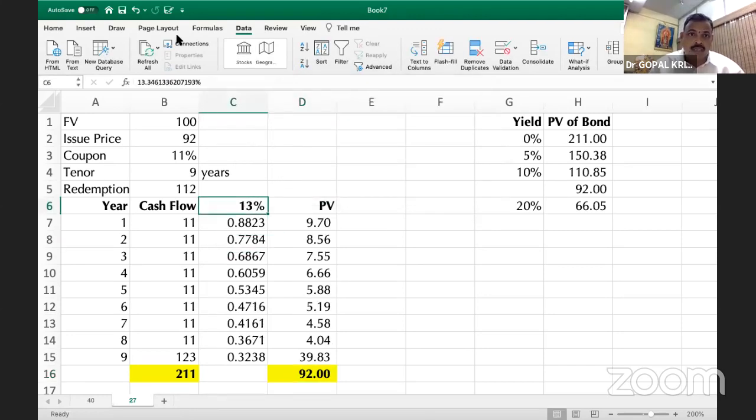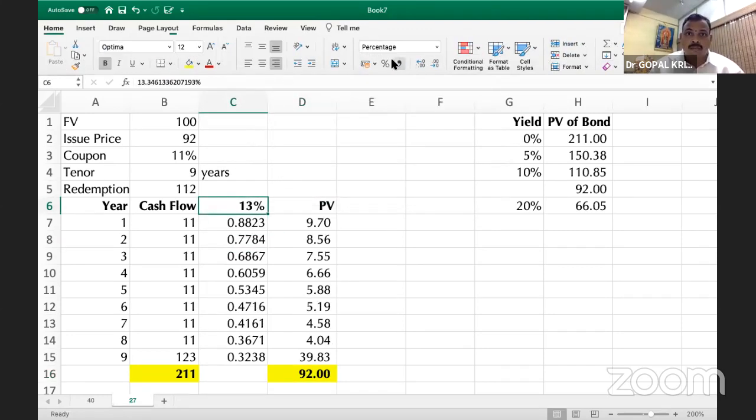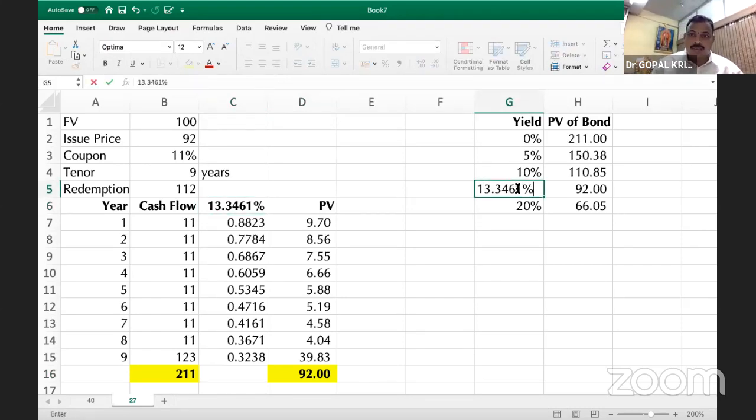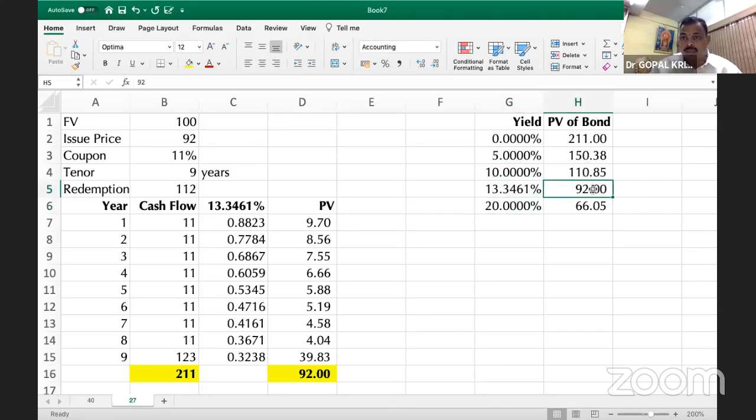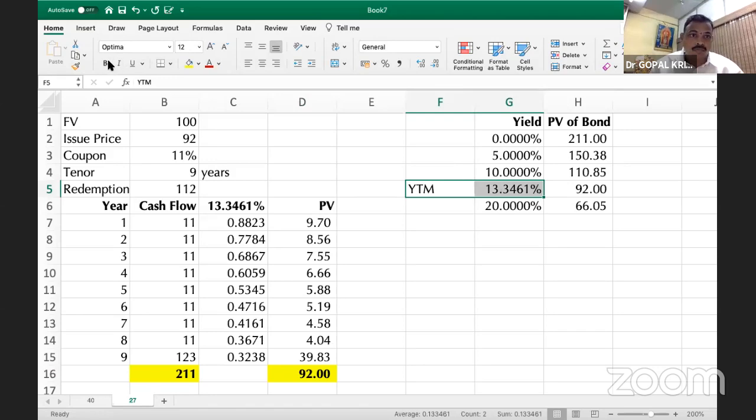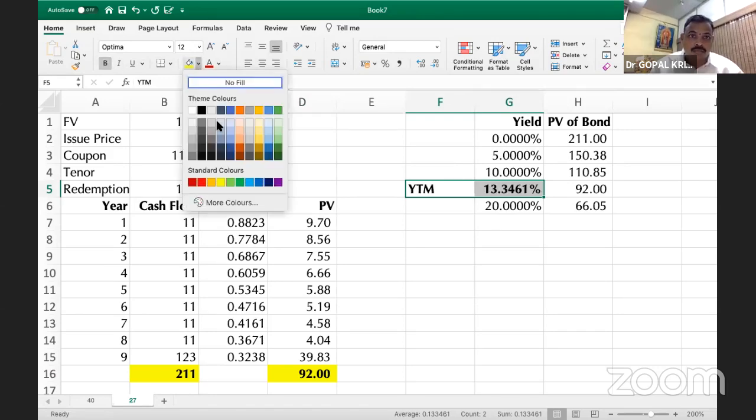So now what is your yield? Please look here at the yield. It is 13.3461. So 13.3461%. So at 13.3461%, the present value of the bond is 92. So what is your YTM? So this is your YTM. So this is your answer, green color.